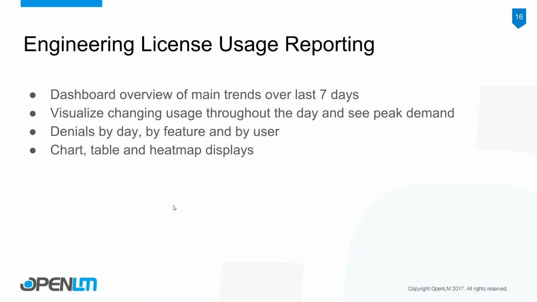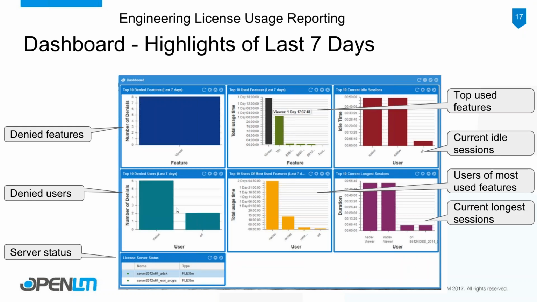There are a host of structured usage reports in OpenLM, from the dashboard that gives you an overview of the last week, to visualizations of how usage actually changes during the day, to denials. The reports come in forms of charts, tables, heat maps, just everything that you can think of.